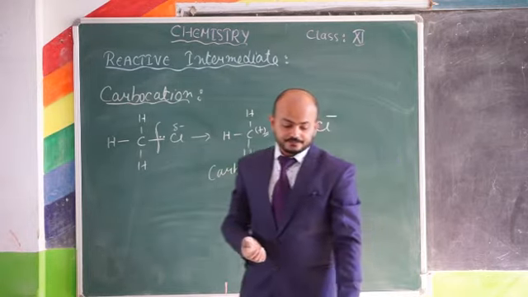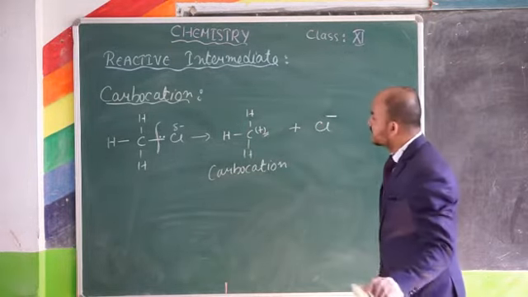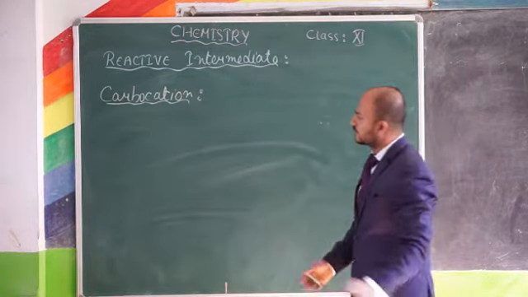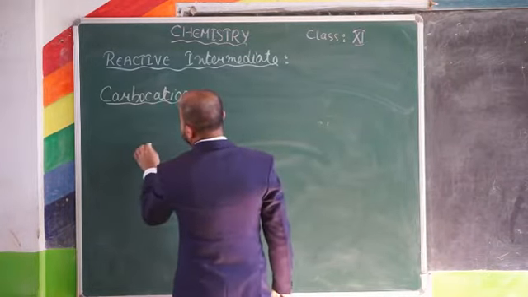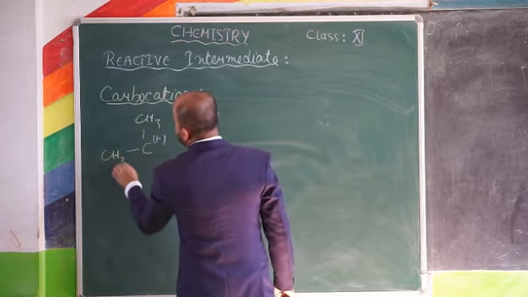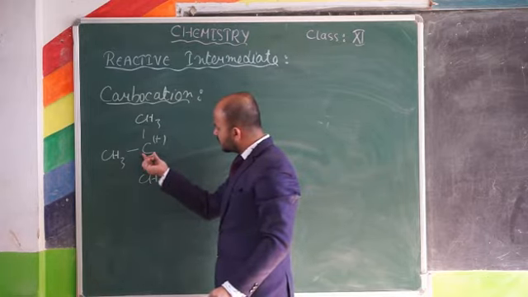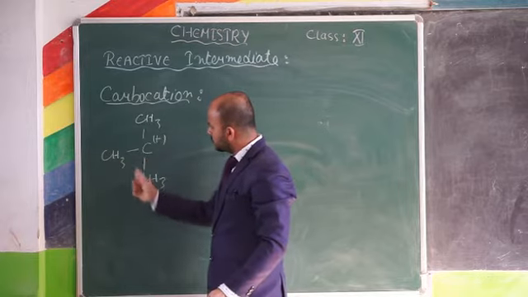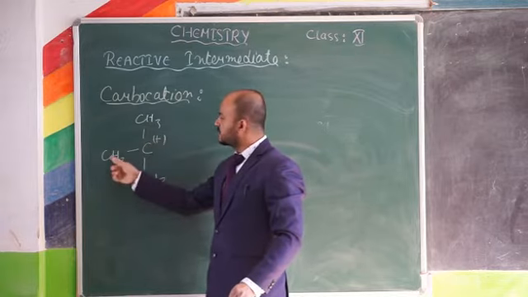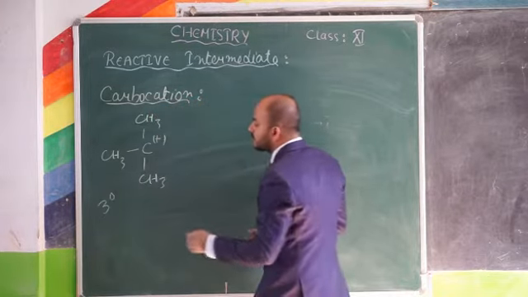Now there will be many types of carbocation. So let's discuss the types of carbocation. Whenever you have, say, this structure with CH3 groups, you can see the positive charge is on this carbon, and this carbon is attached to how many carbons? 1, 2, 3 carbons. Therefore, this is known as a third degree or tertiary carbocation.